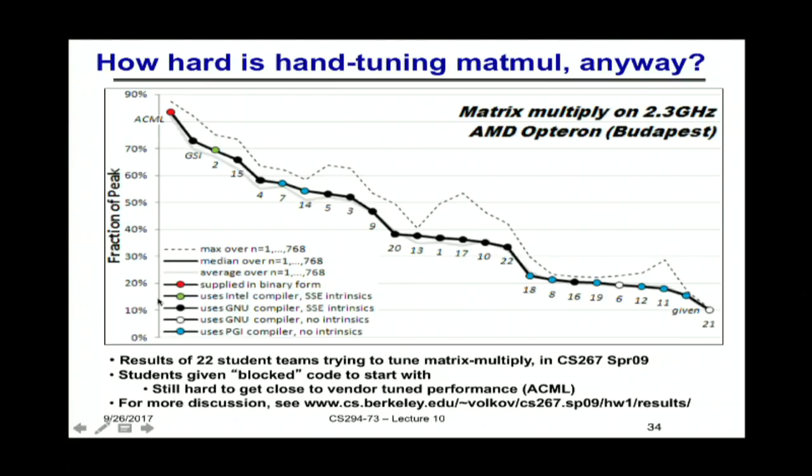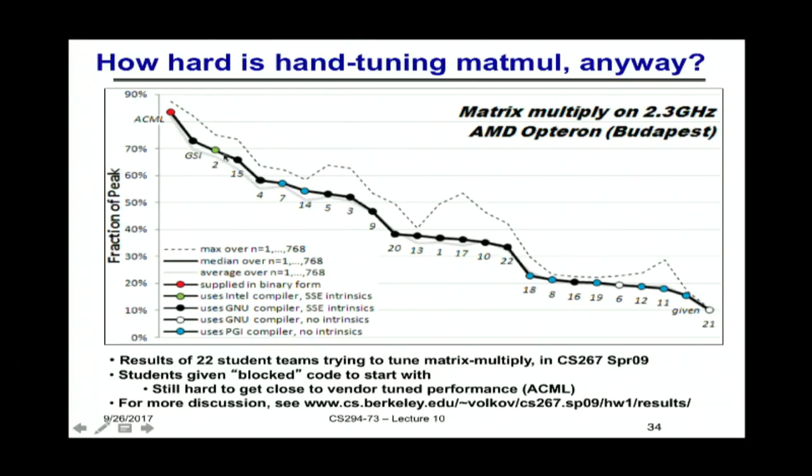Then the students do different optimizations. So here, this solid line says different teams get different speeds. This solid line is the median over when your code does a matrix multiplication of dimension from 1 to 768. So this is the median. What's the fraction of the peak you have achieved? And then you can see that it varies.